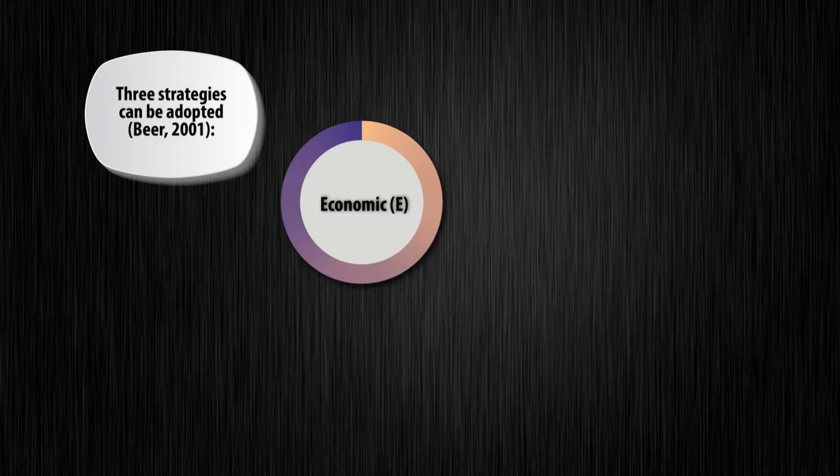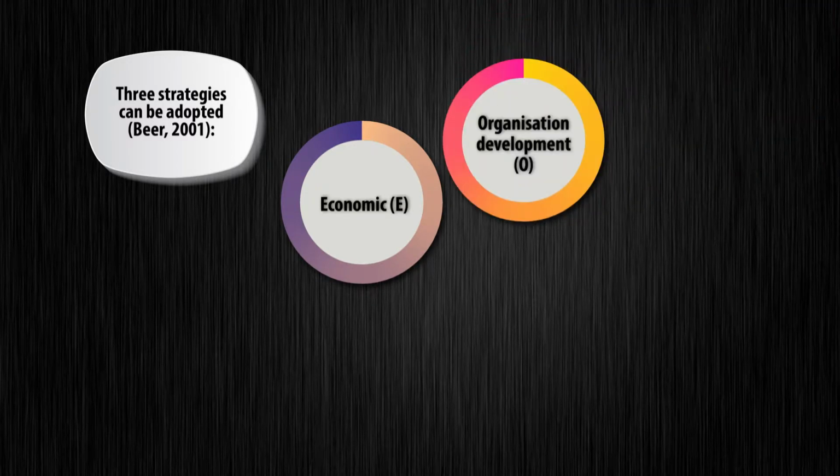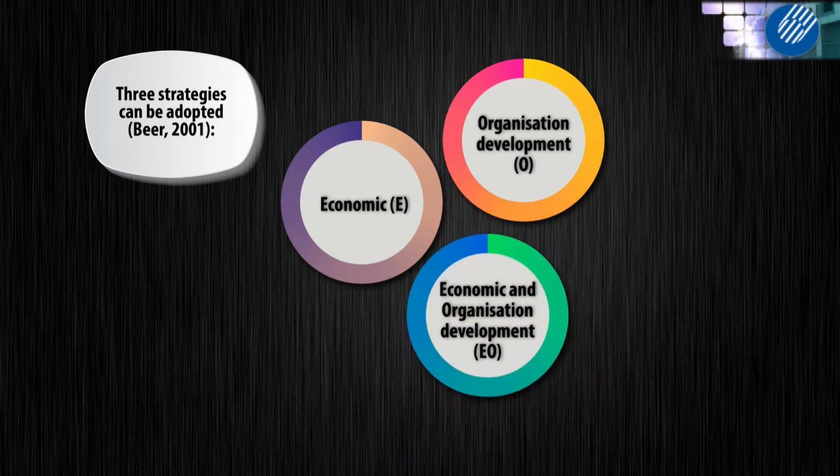3 strategies can be adopted: the economic strategy, organization development, and a combination of economic and organizational development strategy. The focus is given to the most effective strategy that can lead towards the success of a change project. Beer further stressed that the 3rd strategy that combines economic and organizational development is considered the most effective. The characteristics of the 3 approaches and their differences are shown in the following slide.